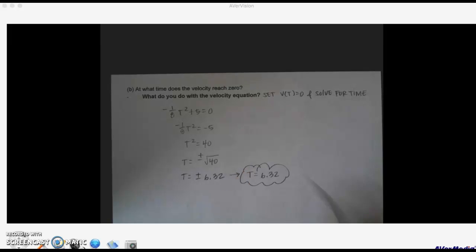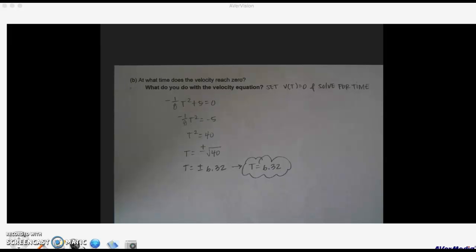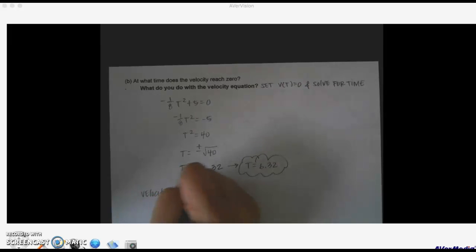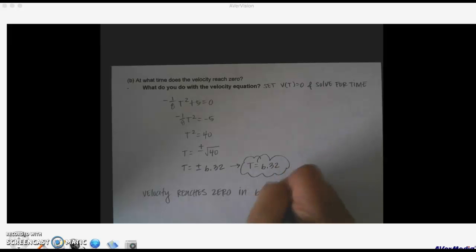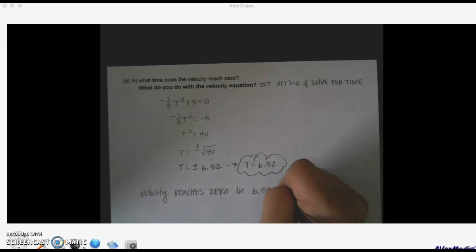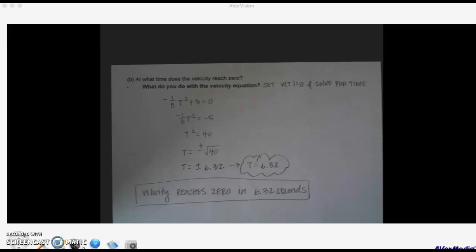We're going to write our answer as a complete sentence, since it asks at what time the velocity reaches 0. So the velocity reaches 0 in 6.32, and since the velocity is in meters per second, our time is in seconds. So the velocity reaches 0 in 6.32 seconds. That means it reaches the dock in 6.32 seconds, because that's when it slows down.